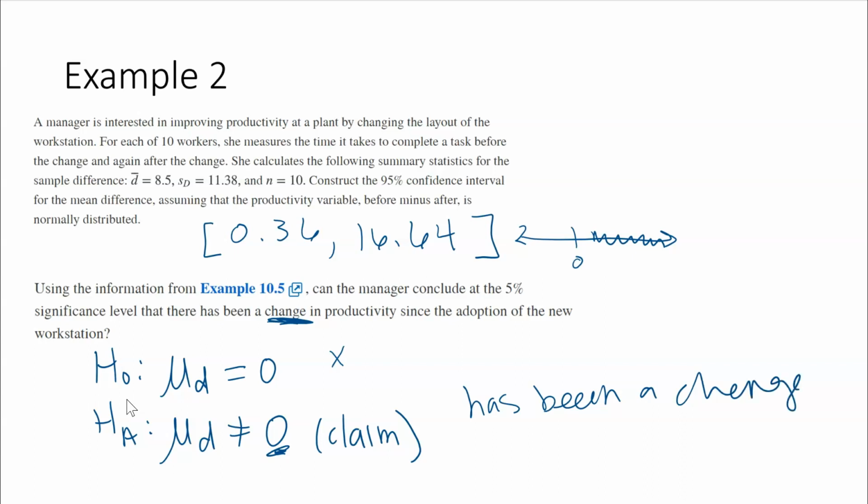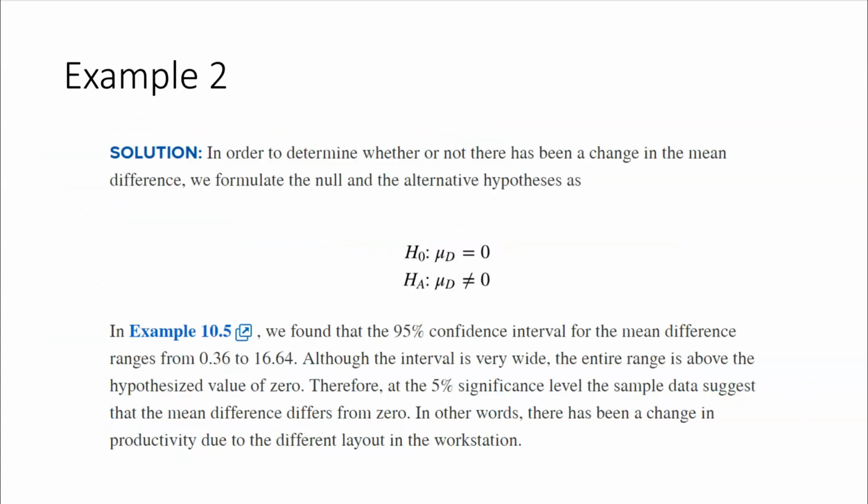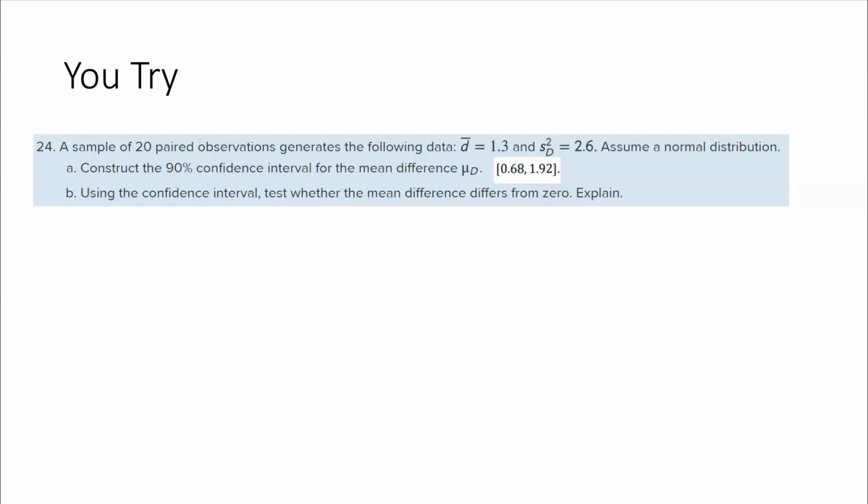So that's how we can use the confidence interval to make some hypothesis testing and make some conclusions. So there it is written out for you. You can give this one a try. I put your previous example answer from 24A. You already did that. Now go ahead and do B. Press play when you're ready to see the solution.